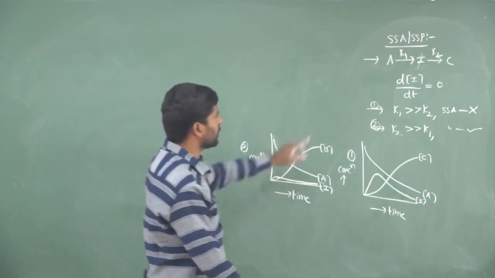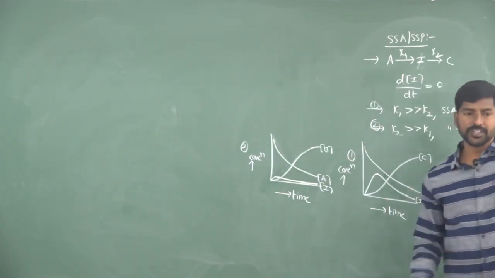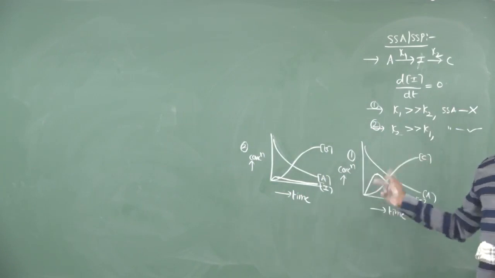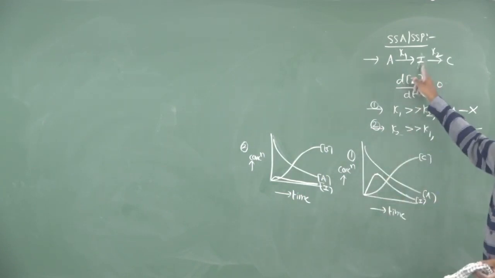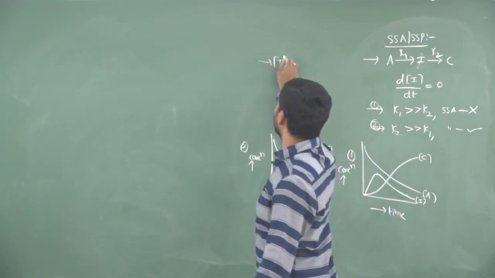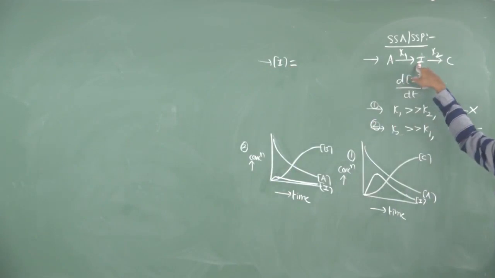Only 2 points in the steady state approximation. This equation: the change in the concentration of intermediate with time is equal to 0. Next one, when it is applicable. How to write the concentration of intermediate according to the steady state approximation?